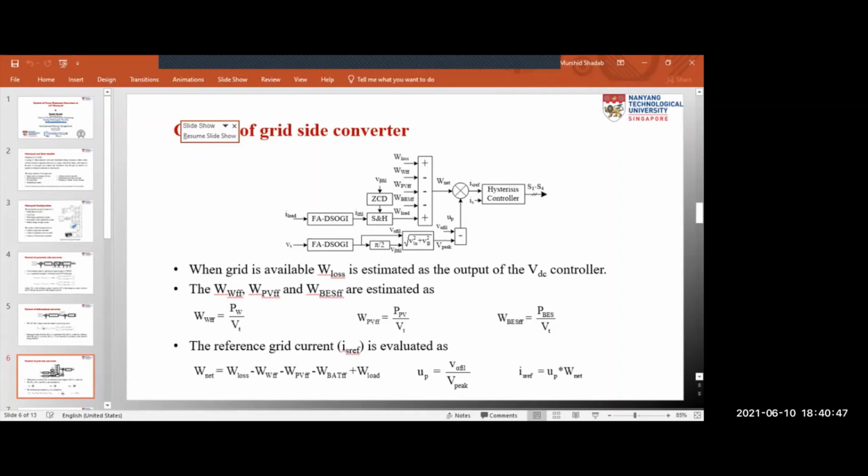So in that case, if we take the actual grid voltage, then the unit template will also be distorted. And in this scenario, the reference grid current will be distorted, and finally the actual grid current will get distorted. So once the reference grid current is generated, it is compared with the actual sensed grid current and fed to the controller for the generation of switching signals for the grid side converter.